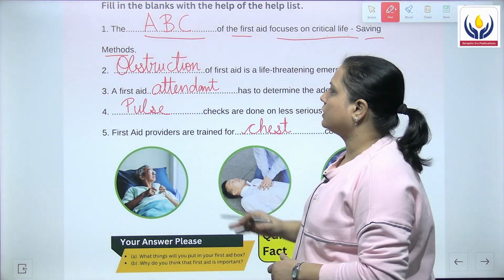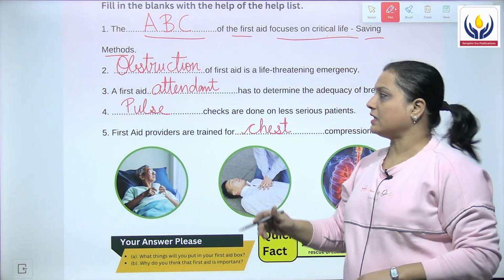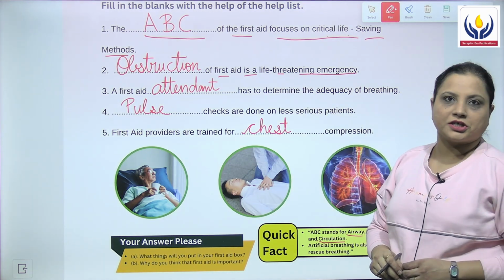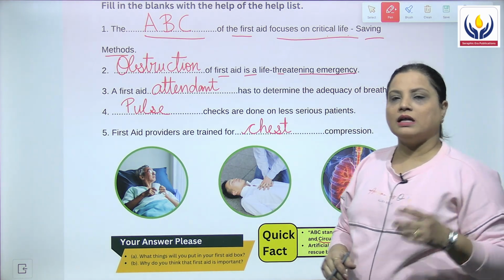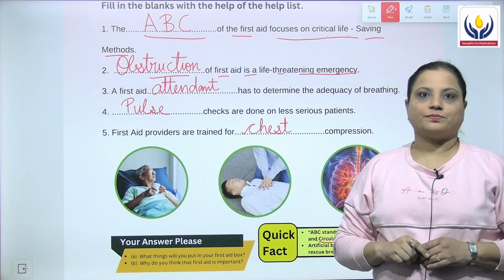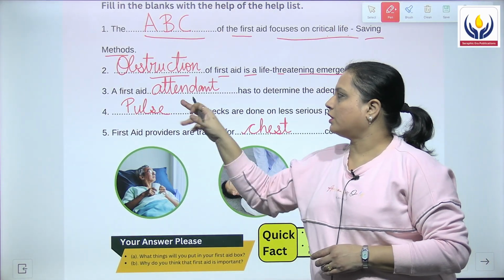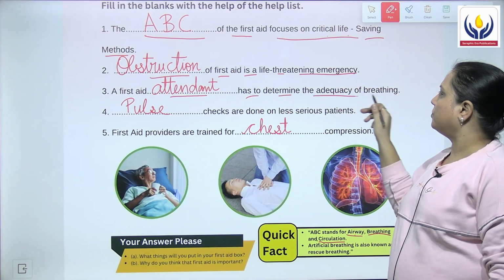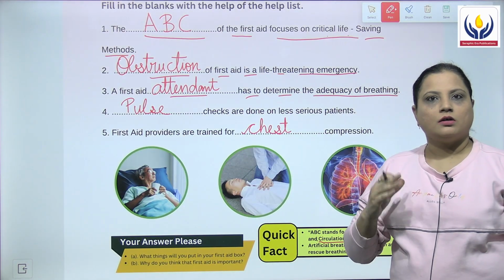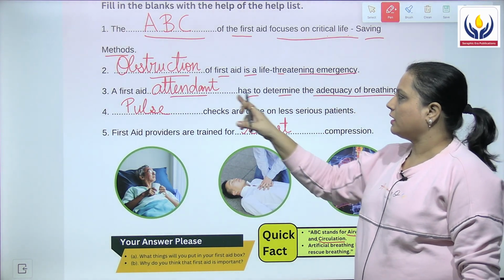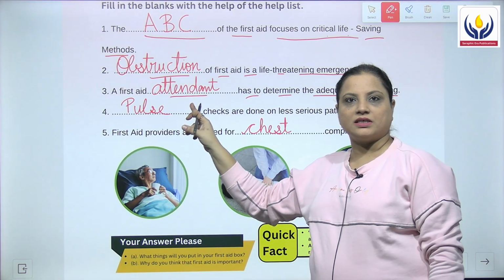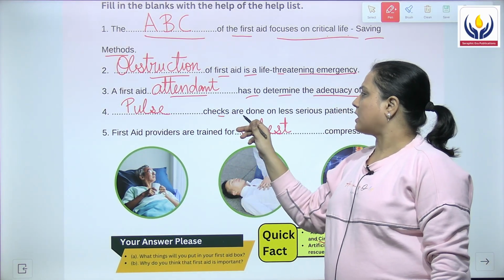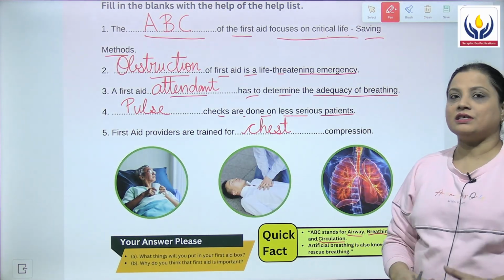Now let's move on to the second question. It says the dash of first aid is a life-threatening emergency. What's the answer? The answer is obstruction. Then moving on to the third: in first aid, a dash has to determine the adequacy of breathing. And here what will come? Attendant. Then fourth is dash checks are done on less serious patients.